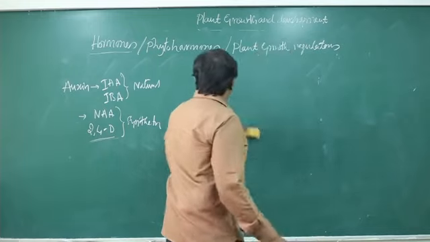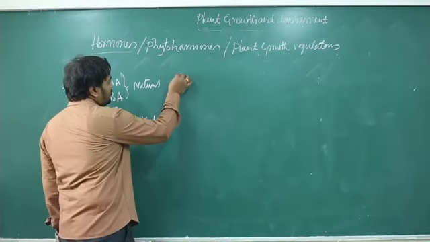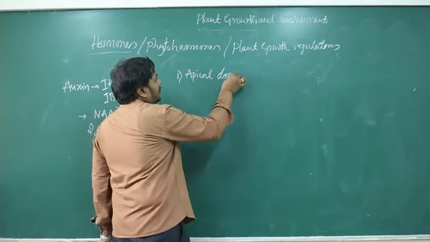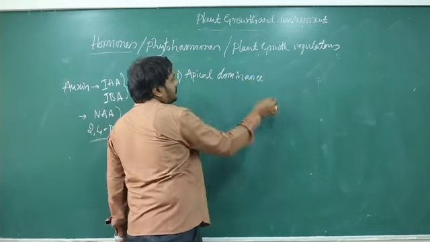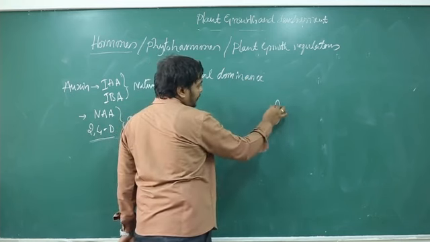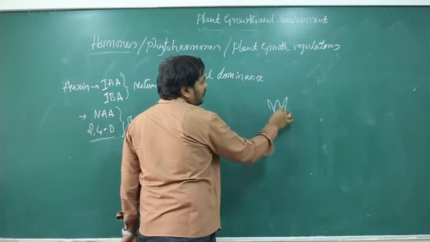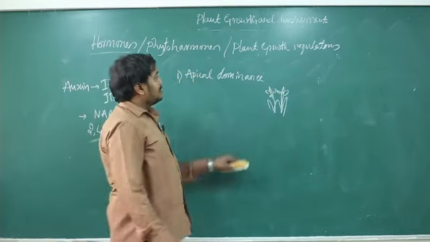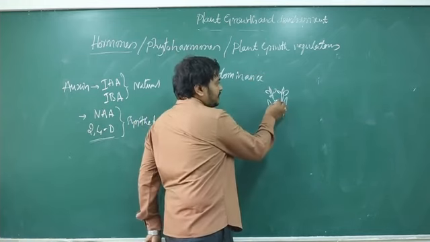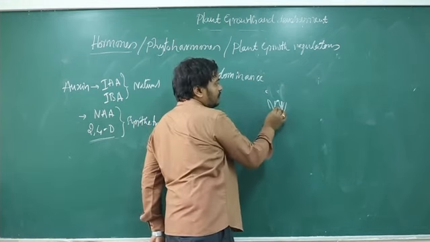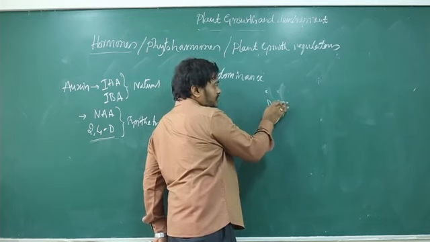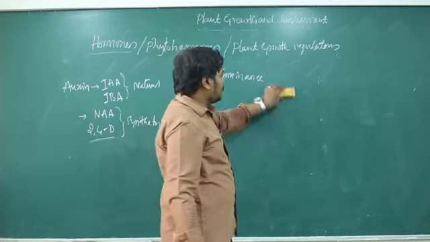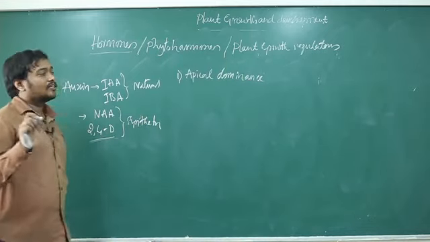Okay, so what are the physiological functions? That is important. Physiological functions of auxin: it shows apical dominance. So apical dominance means when auxin is present in the tip, it does not allow the growth of branches, it does not let axillary buds grow. When auxin is present at the tip, it does not allow the growth of lateral buds. When you remove the tip, lateral buds start to grow. That is apical dominance. When auxin is present, it shows dominance over the growth of lateral buds.